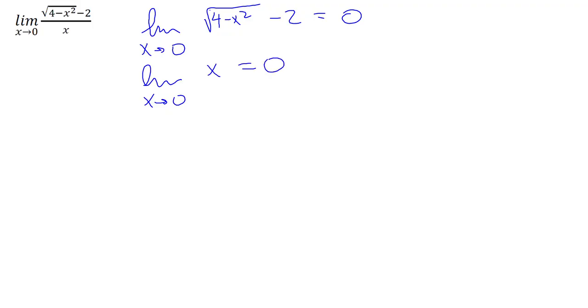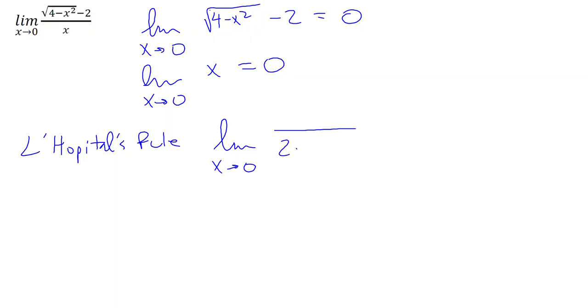So we'll use L'Hopital's rule. And again, they do want you to write out that you're using L'Hopital's rule. L'Hopital's rule says this should be the same as the limit as x approaches 0 of the derivative of the numerator, which is 1 over 2 root 4 minus x squared, times the derivative of 4 minus x squared, which is negative 2x. And then the derivative of the minus 2 up there just goes away. And then all over the derivative of x, which is just 1.